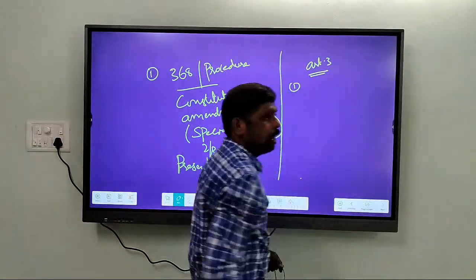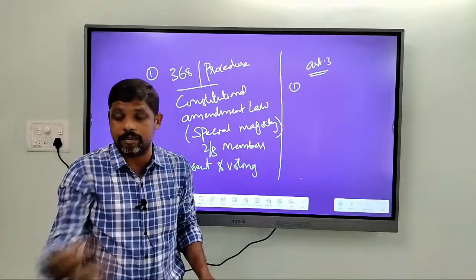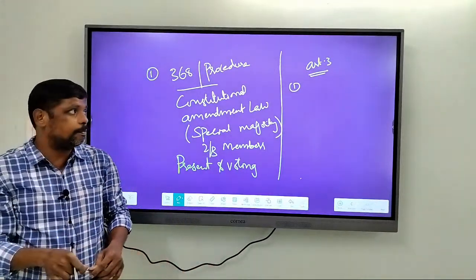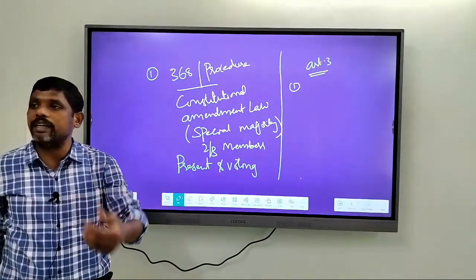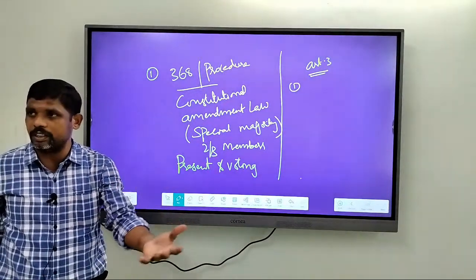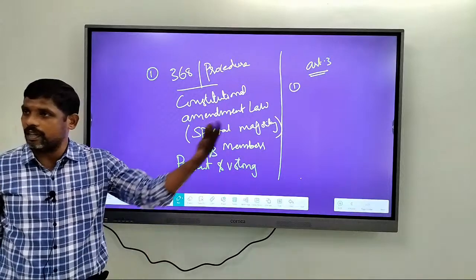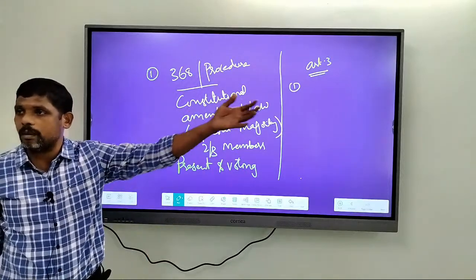Alright, coming to Article 3 of the Indian Constitution. And remember, let me give the examples. By using Article 2, the Government of India has acquired Pondicherry and Lakshadweep from France, and Goa from Portugal.